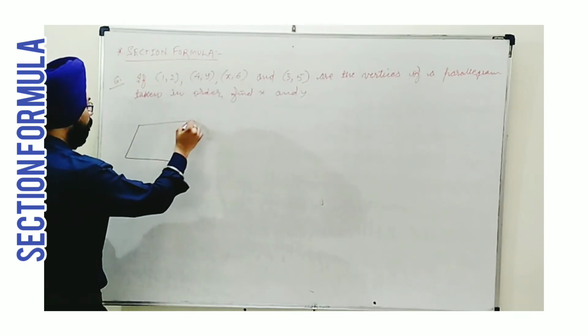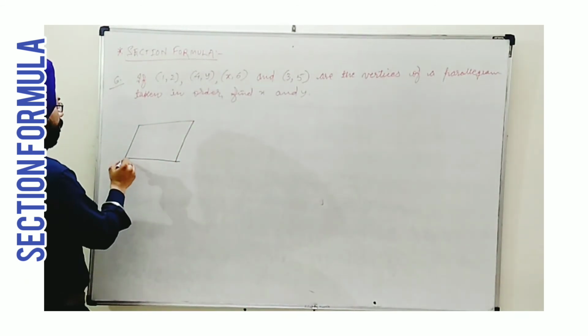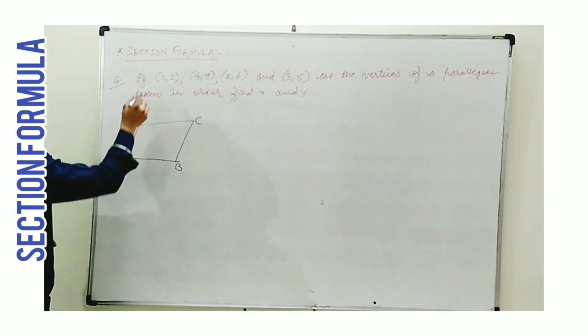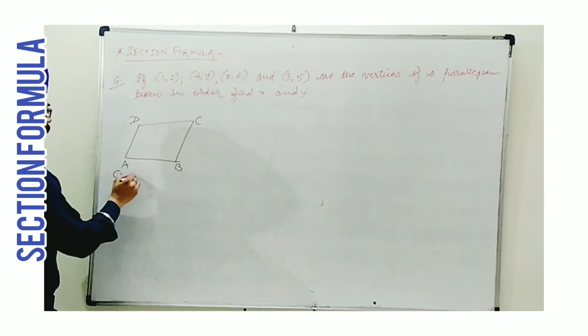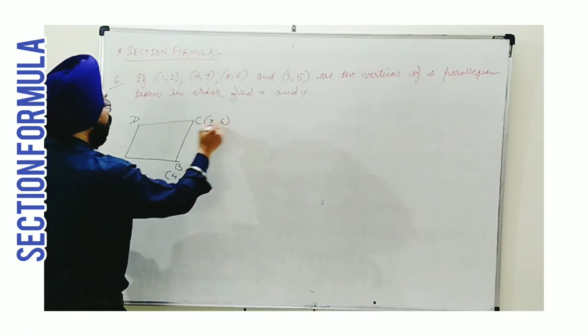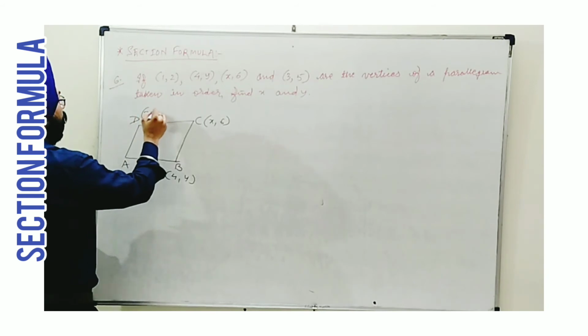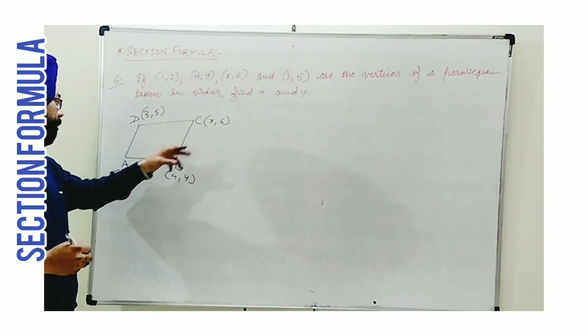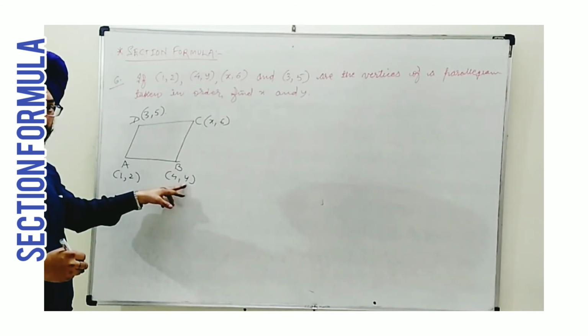Here if I draw the parallelogram, we can name it ABCD. We need to take them in order. A comes 1 comma 2, B will be 4 comma y, C x comma 6 and D as 3 comma 5. Now we see we need these values of x and the value of y.